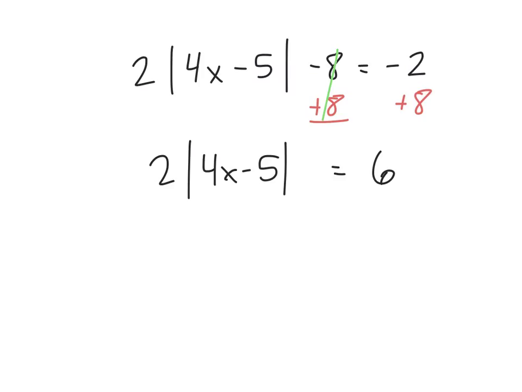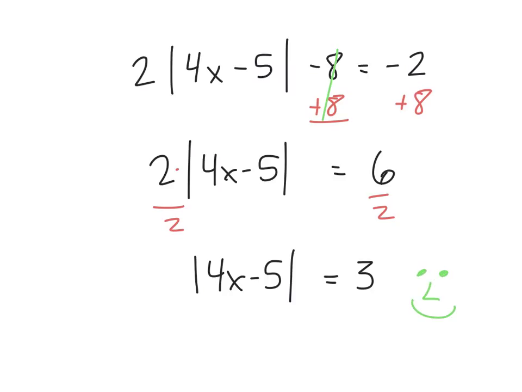This is 2 times the absolute value of 4x minus 5. So we're going to divide by 2 on both sides. More inverse operations. Once you do that, you're left with the absolute value of 4x minus 5 equals 3. Okay, now that is good news. That 3 is positive. We can continue solving this equation.